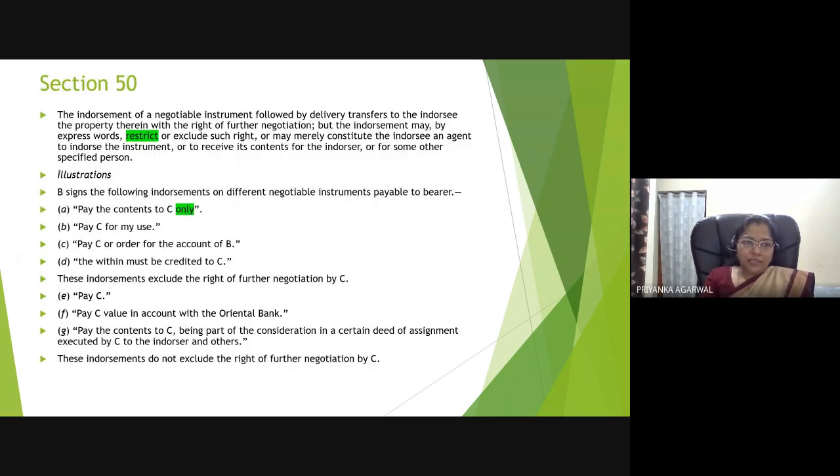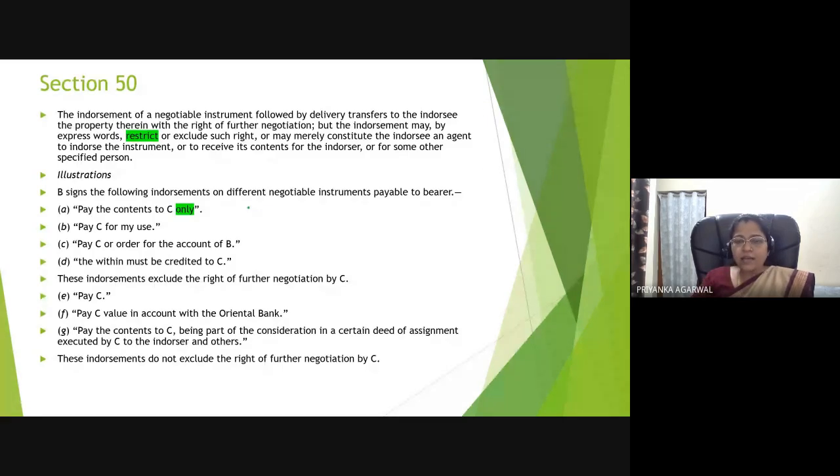Okay, Section 50. The endorsement of a negotiable instrument followed by delivery transfers to the endorsee the property therein with the right of further negotiation, but the endorsement may, by express words, restrict or exclude such right, or may merely constitute the endorsee an agent to endorse the instrument or to receive its contents for the endorser or for some other specified person. So this entire definition is basically about a restrictive endorsement, wherein the person is restricting.